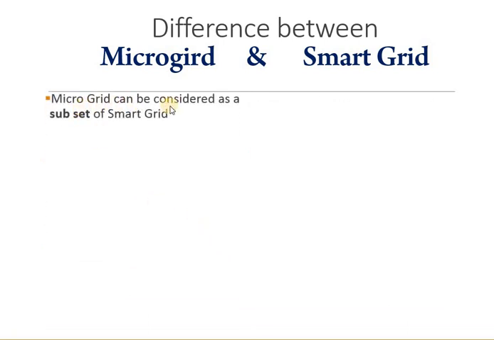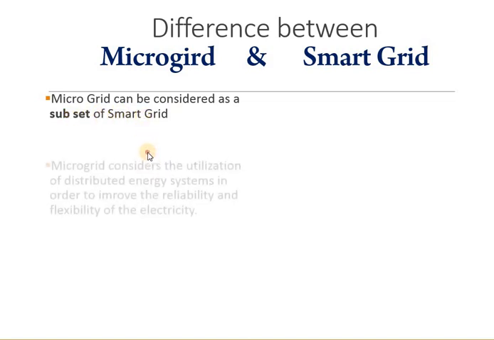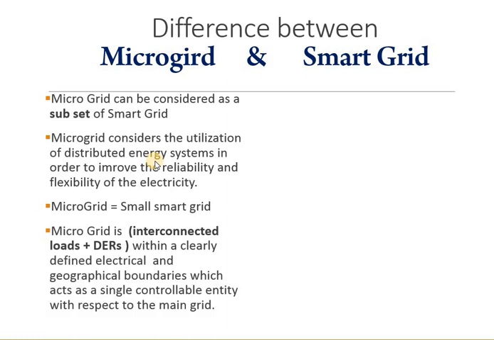Next, a microgrid can be considered as a subset of a smart grid. So we know that the word micro itself indicates it is smaller than a smart grid, whereas a smart grid can be composed from a number of microgrids. A number of microgrids combined together will form a smart grid.